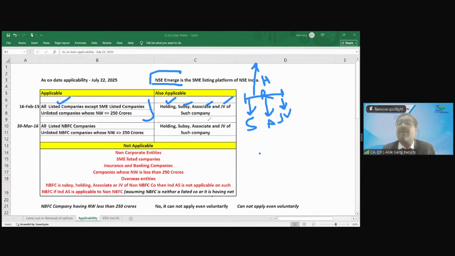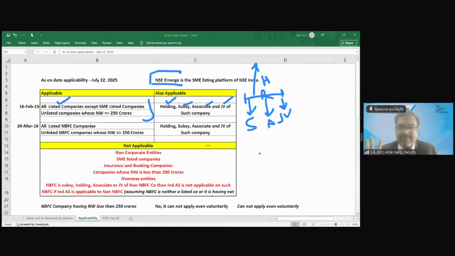Friends, for the consolidation purpose, this bank will prepare an Ind AS financial statement. This bank will prepare a special purpose financial statement, a fit for consolidation financial statement, for the purpose of consolidation.